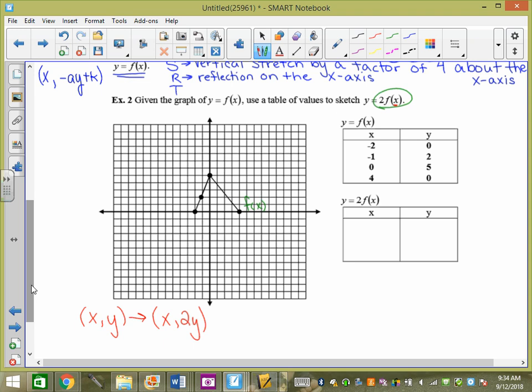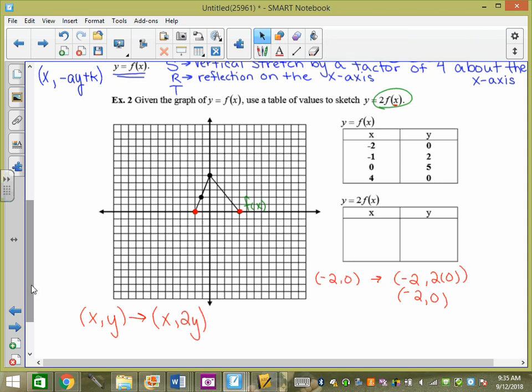So if I start with my first coordinate, negative 2, 0. It's going to become negative 2 and 2 times 0, which is negative 2, 0. Weird, it stays the same. Why is it invariant? It's on the x-axis, my y values are 0. So indirectly, then, this is also going to be invariant. We agree?